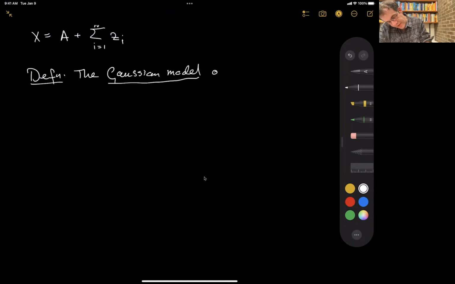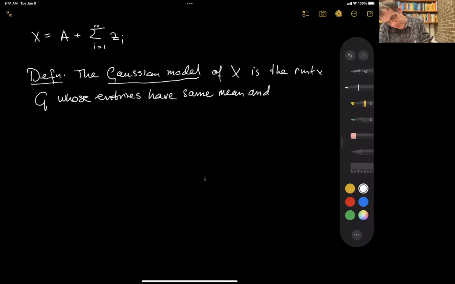And let me make a definition. The Gaussian model of X is the random matrix G whose entries have the same mean and covariance as the entries of X.